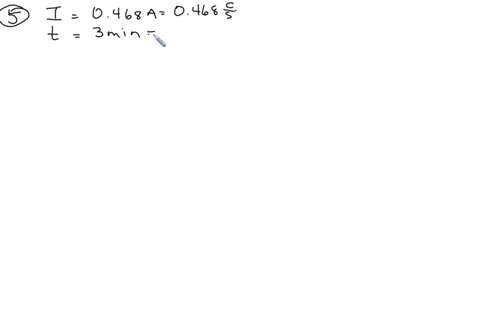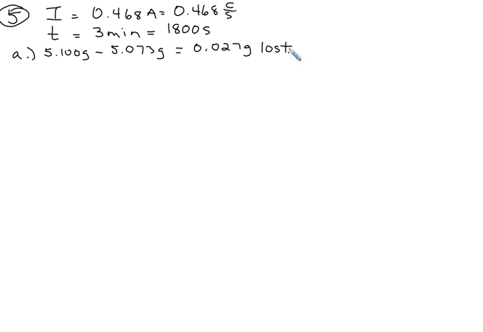And so our minutes need to be in seconds. So 3 minutes is 1,800 seconds. All right. So the first question says, well, let's calculate the mass of the loss of the electrode. So in A, they told us we started with an electrode that had a mass of 5.1 grams, and then after the electrolysis, it was 5.073 grams, and so that gave us a mass of 0.027 grams lost. Now, why was this mass lost?